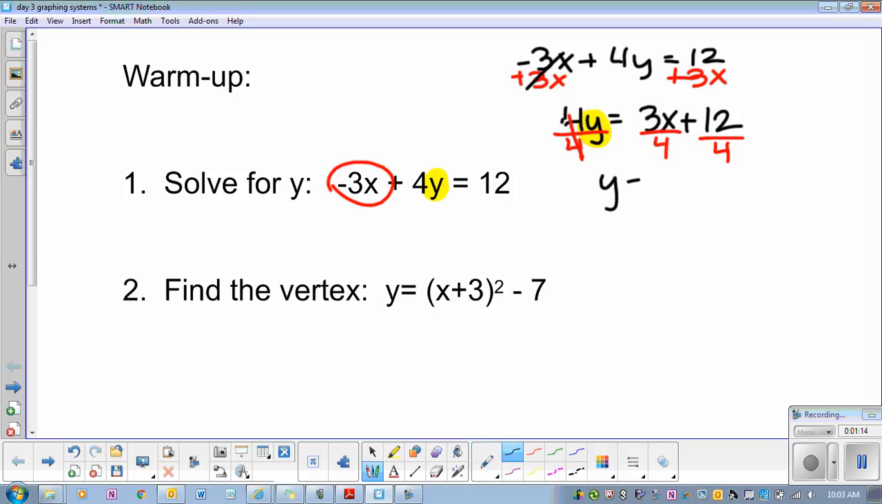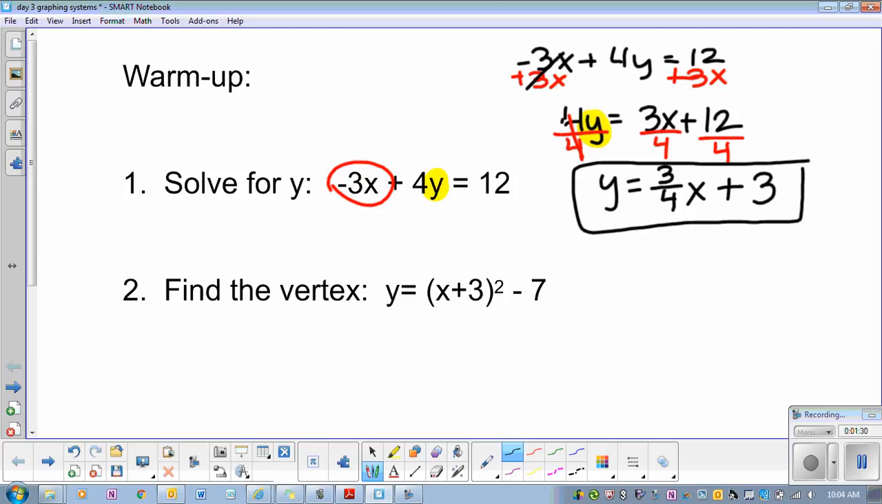So now you have y equals 3 over 4. Can I simplify that? No, so it's just 3/4 x plus, what's 12 over 4? 3. Now, do you realize what this is? y equals mx plus b. It's the equation of a line. You're supposed to just graph it like that, right? Your slope m is 3/4, and your b is 3. That's just a little bonus. How about number 2?